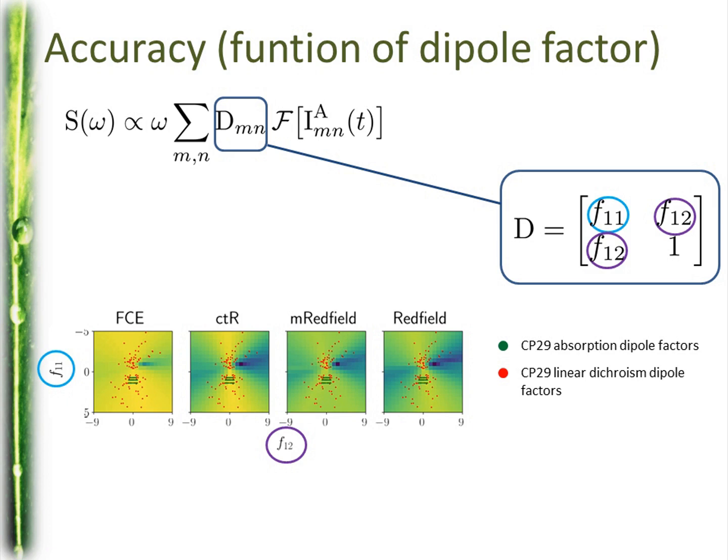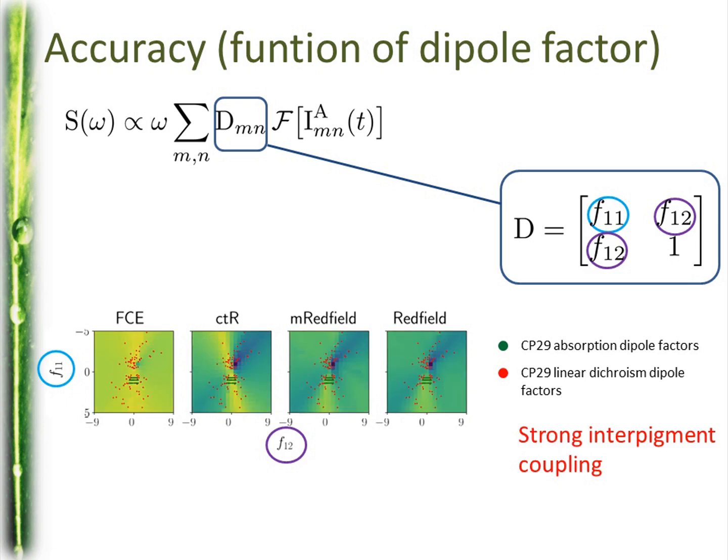The dependence of the accuracy on the dipole factor matrix is complicated, but notice that the absorption dipole factors of CP29, which are represented by the green dots, and the linear dichroism dipole factors of CP29, which are represented by the red dots, lie in the range for which the approximate methods are most accurate, when the coupling between pigment molecules is weak. When the coupling is strong, however, some of the linear dichroism contributions for CP29 differ significantly from exact spectra.